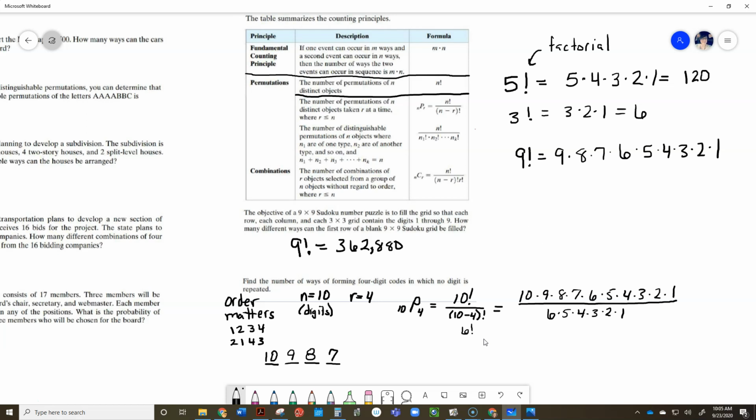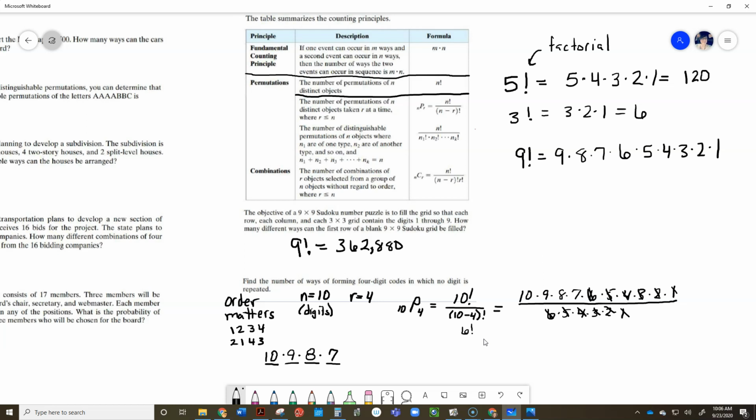Okay, so anytime you have a number on top and a number on bottom, any common factors that they have can cancel out. And remember, a factor is just a number that's being multiplied. So this factor of 6 will cancel out with that factor of 6. The 5s will reduce, the 4s will reduce, the 3s will reduce, the 2s will reduce, and then of course the 1s. So that leaves me, the answer to this problem is 10 times 9 times 8 times 7, which is exactly what we learned last week when we were using the fundamental counting method.